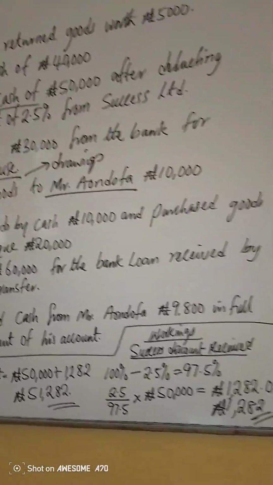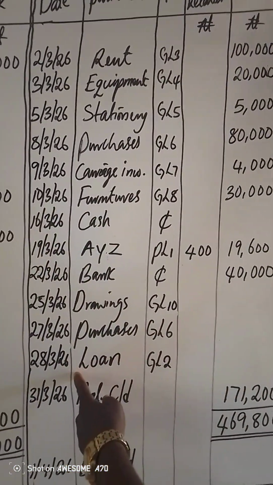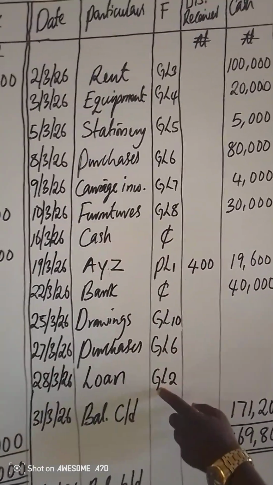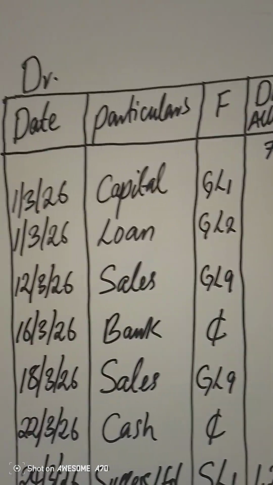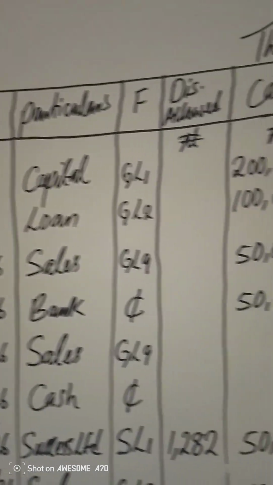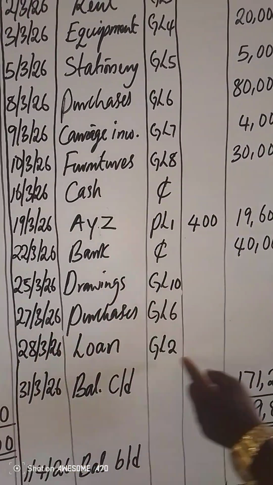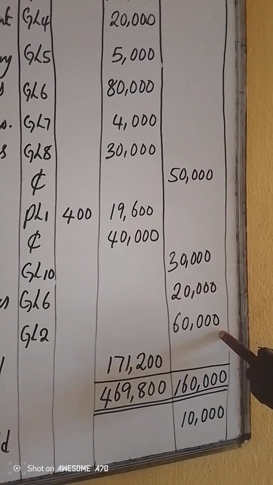They now come here on this fateful day. We now say on the 28th of March 2026, cash is given to loan, the bank loan that was taken. And this is General Ledger 2. You recall that loan from the beginning was serving General Ledger 2. So General Ledger 2 will be used because the money that is paid will now go to the same loan ledger account. So this is loan, and then the amount is being paid by transfer, and this is 60,000 credited in the cash.